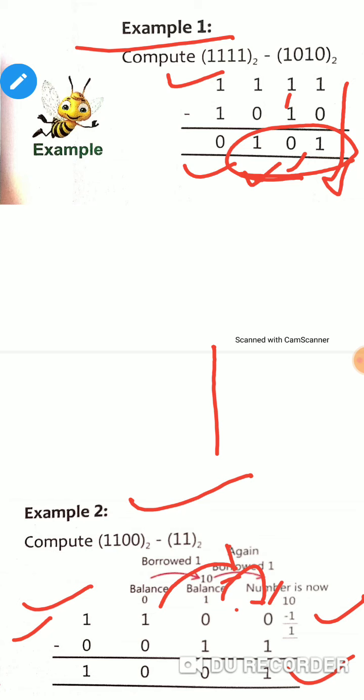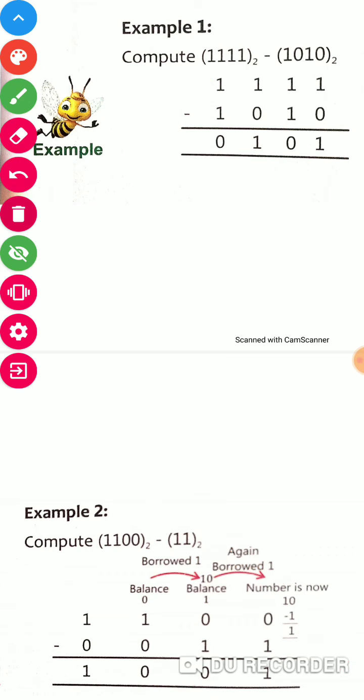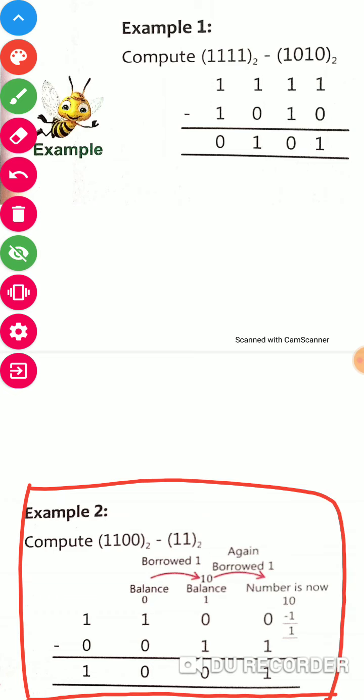So now 0 minus 1 becomes 1, and since we borrowed, after minus 1 it becomes 1, so 1 minus 1 becomes 0, again 0 minus 0 becomes 0, and 1 minus 0 becomes 1. So the answer is 1001. I hope the subtraction is clear to all of you now.